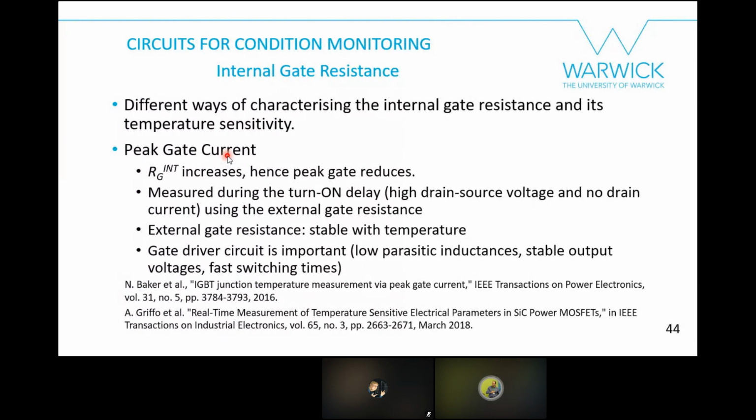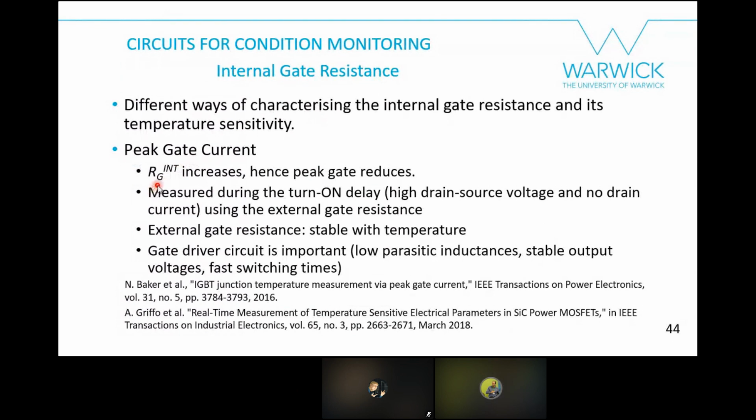The key is that if you have access to these parameters from the gate driver, they are good parameters for implementing condition monitoring. You don't care about measuring the power circuit. You just have everything on your gate driver, and that's good. So let's start with how you can characterize this internal gate resistance.